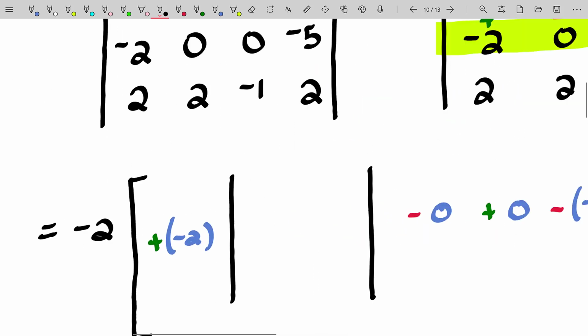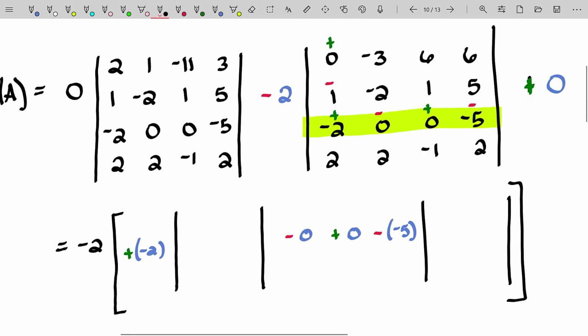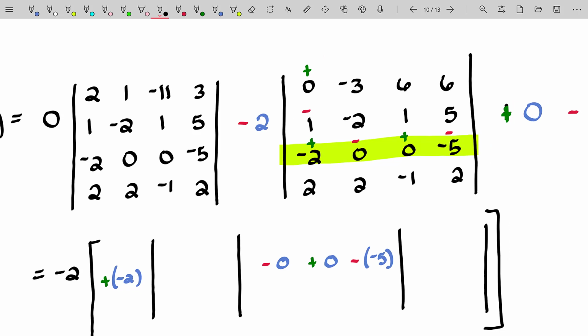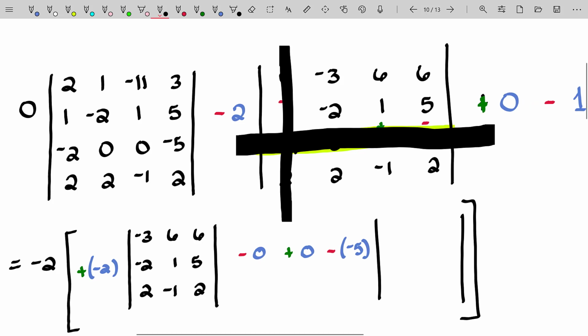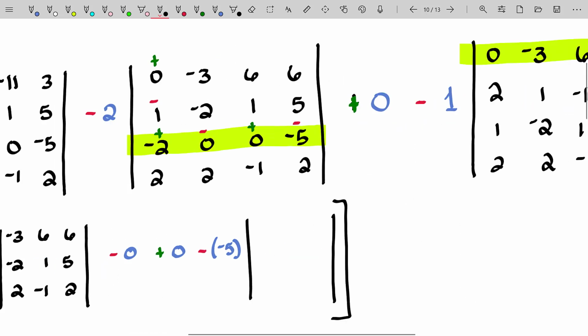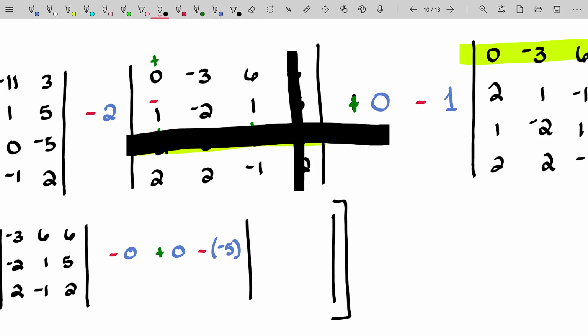Let's go ahead and fill out these determinants right here. So for the negative 2, I'm going to remove that row and the column that the negative 2 is in, and we'll have that determinant right there. Now we go ahead and move over to the negative 5, which is in this spot right here, and we'll black out its row and column as well, filling in the values for the determinant.